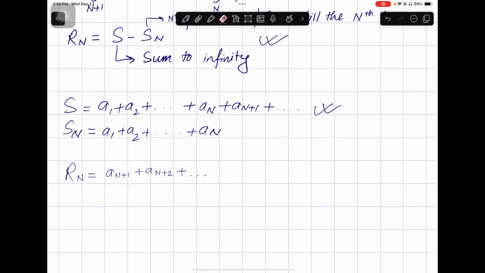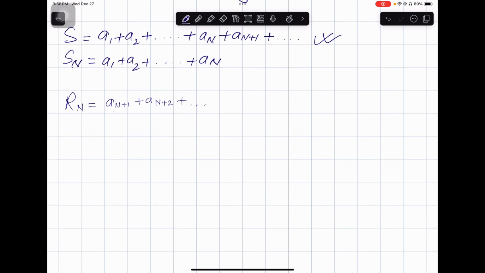The remainder is also often known as the error. And why is that so? Let's say you have an extremely powerful computer and you calculate the sum of the numbers up until, let's say, the 10,000th term. Let's say your computer's limit is crossed there, and you cannot go beyond the 10,000th term.